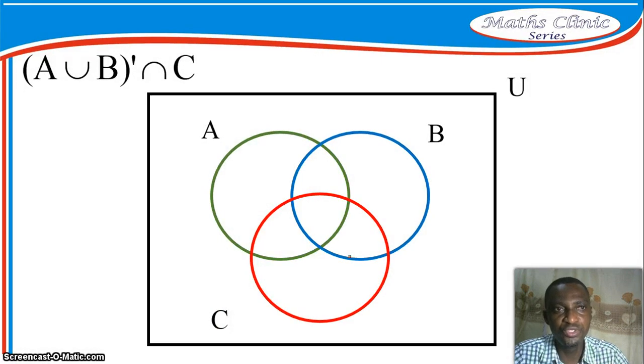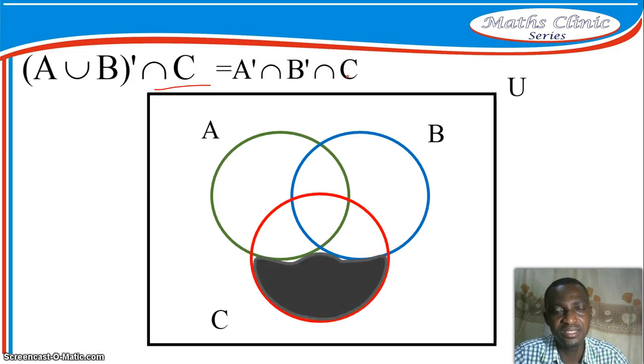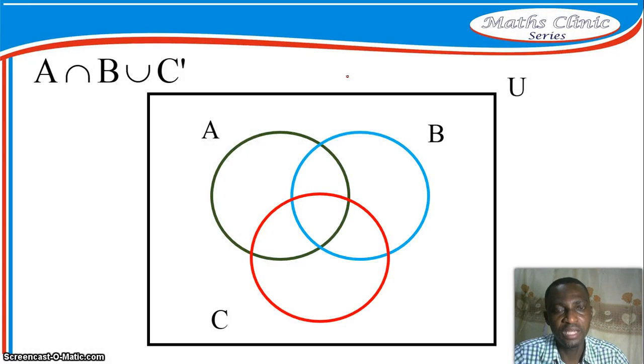What of A union B complement intersection C? Take note that by De Morgan's law, A union B complement can be written as A complement intersection B complement, then in addition our intersection C. So this is more or less saying not in A, not in B, but in C. And so if it's not in A, it's not in B, but in C, then we have only C. C only becomes the answer. Can you try it for this one?